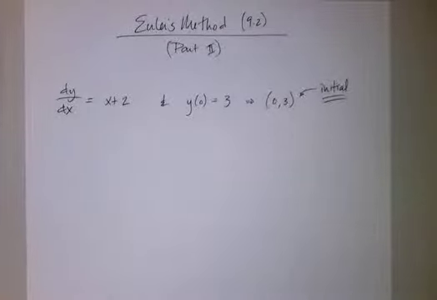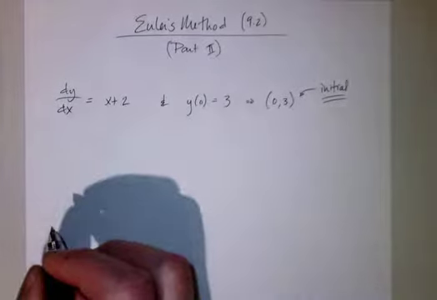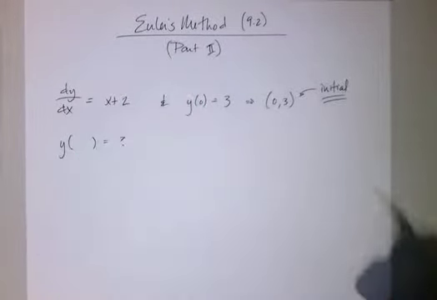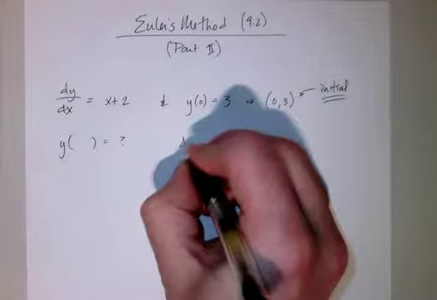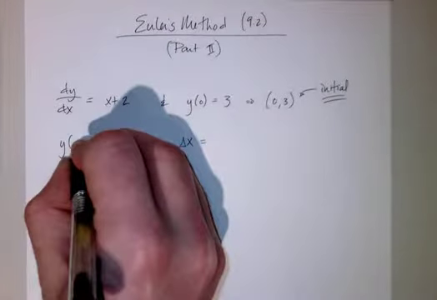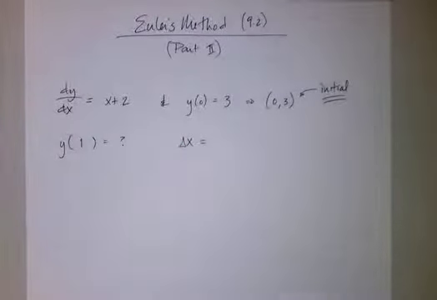Now remember, I need two more things. I need the approximation that I need to wind up with, right? And of course, I need the step. I need to know how far I need to step over in each iteration in order to get that approximation. Now let's say that I want to approximate y of 1.